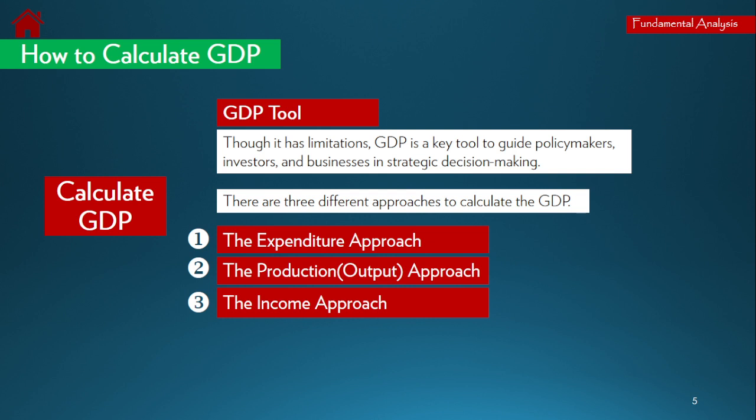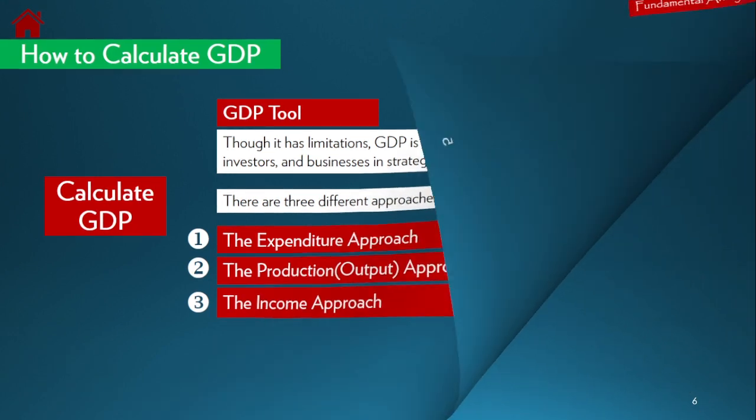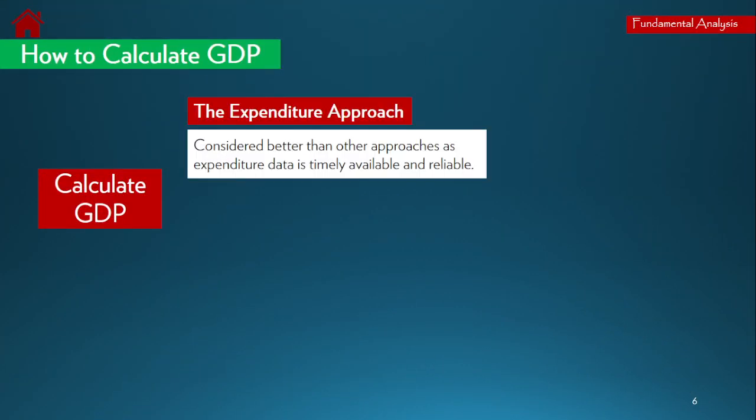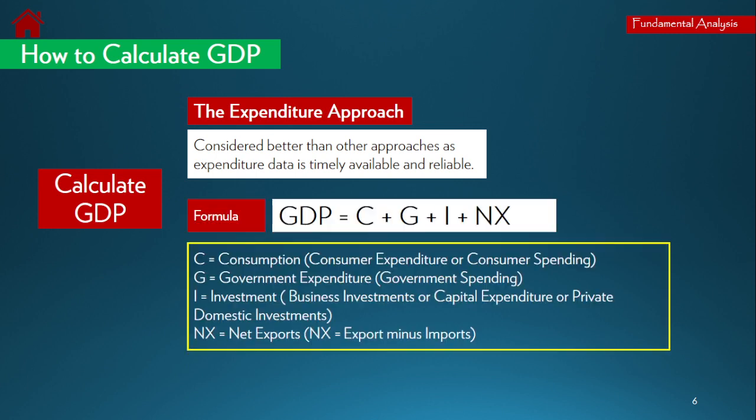There are three approaches to calculate GDP. Number one, the expenditure approach. Number two, the production output approach. And number three, the income approach. So let's take a look one by one. The expenditure approach is considered better than other approaches as expenditure data is timely available and reliable. And as the name suggests, expenditure, it basically takes into account all the expenditure in a certain country.